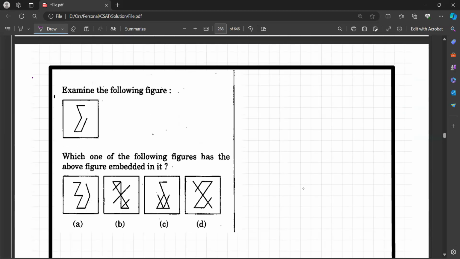Question number 3. Examine the following figure. Which one of the following figures has the above figure embedded in it? That means this figure should be present in the solution. Now straight away you can see here, this diagram is present.